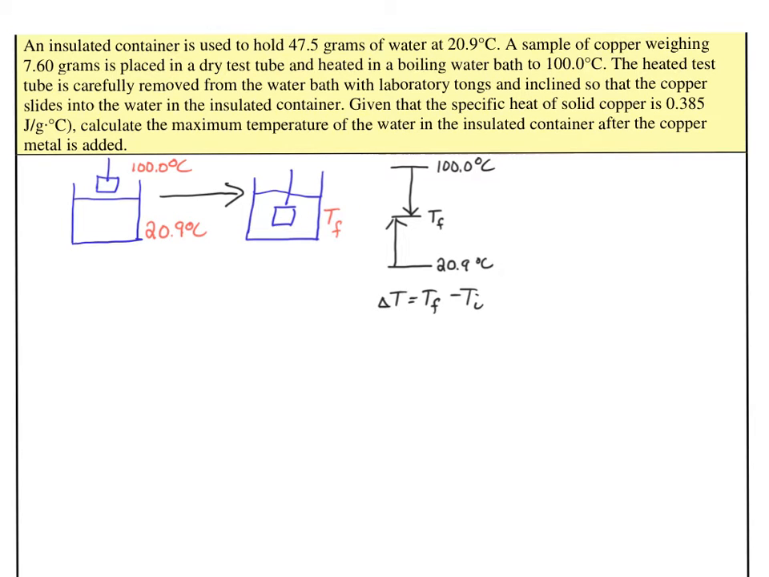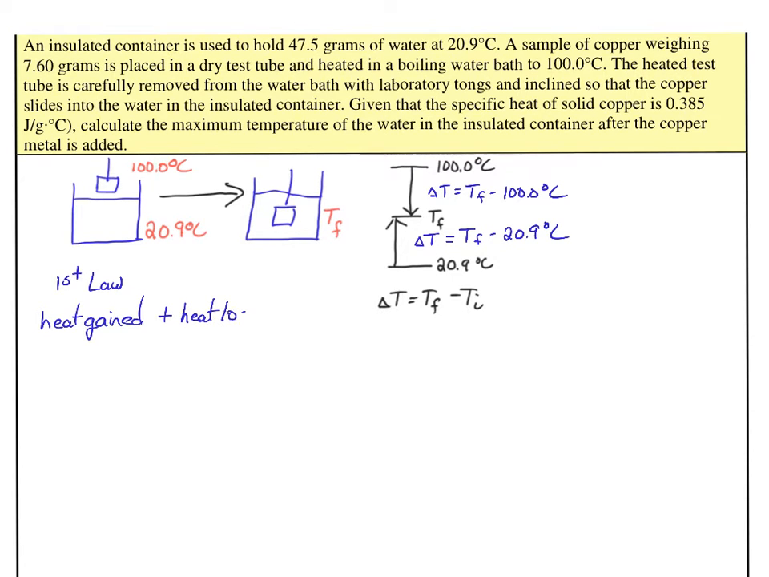So what we want to do is have an expression for delta T of the water bath and delta T of the hot metal. We have expressions for delta T of both entities. So we want to apply the first law. The first law tells us that the heat gained plus the heat lost has to sum to 0. We remind ourselves that it's the water bath that's gaining heat and the metal that's losing heat.